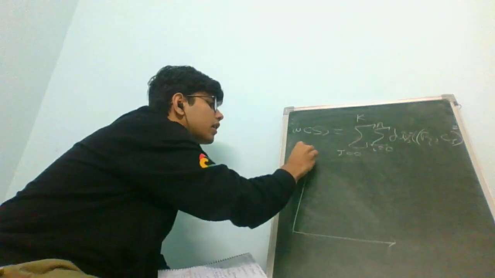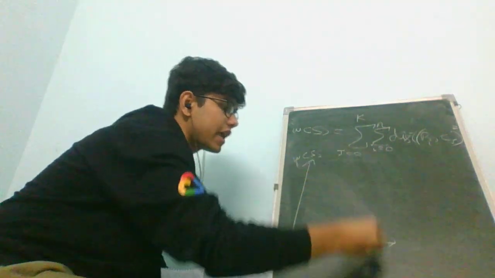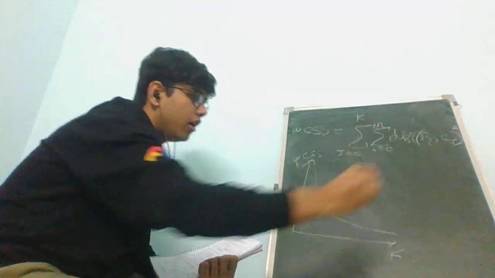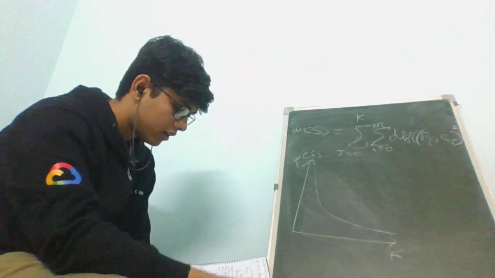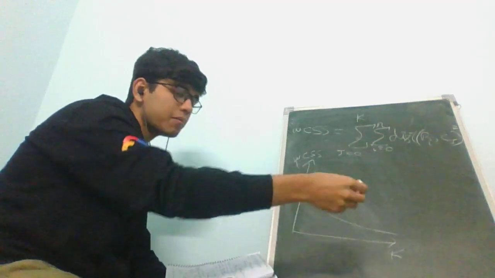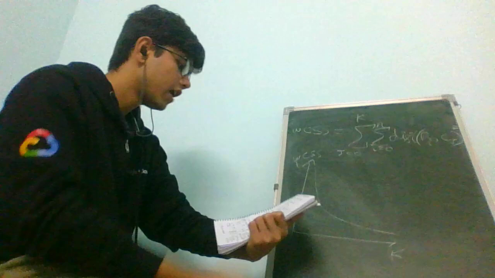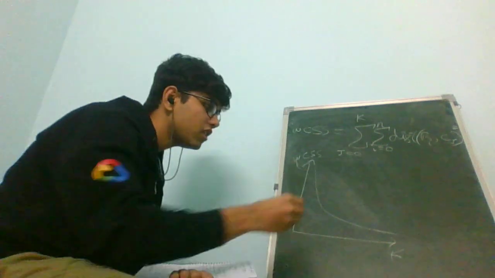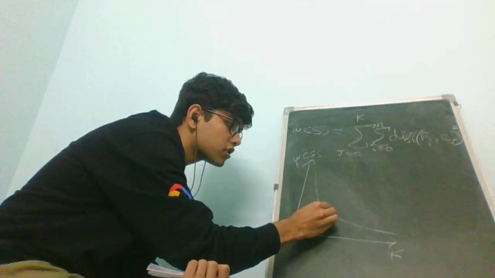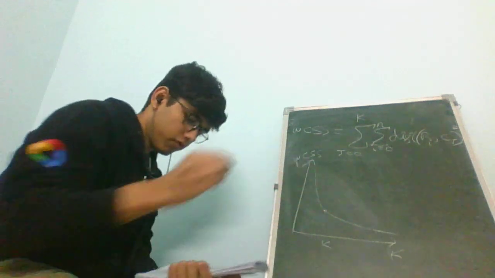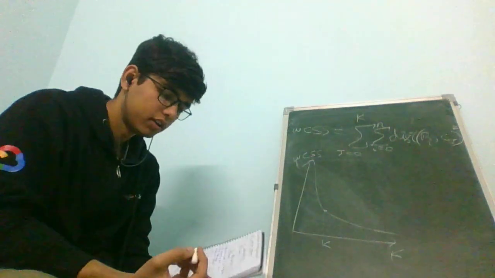We can plot a curve between WCSS and the number of clusters k. So we get something like this. This resembles an elbow shape for a curve, and we select the optimal k by selecting the lowest point here, and this would be the optimal k for our algorithm.